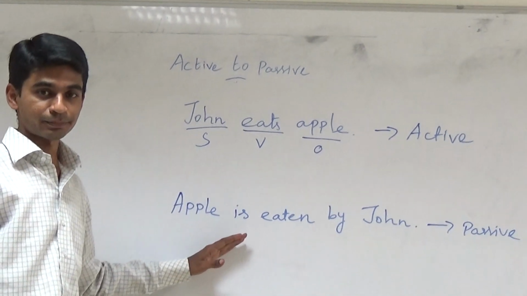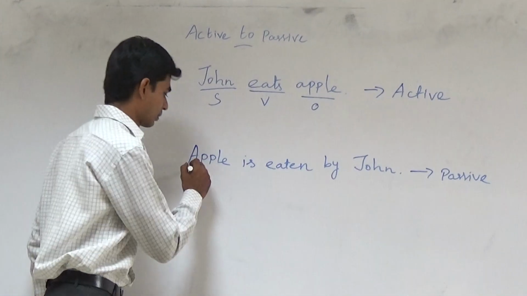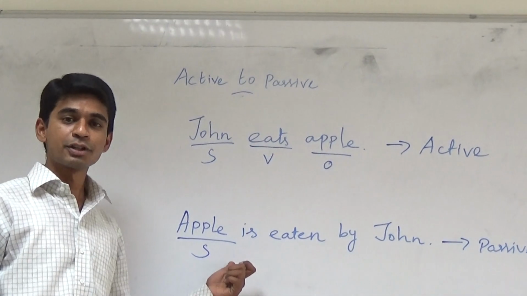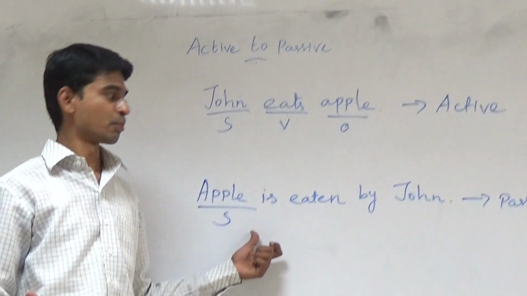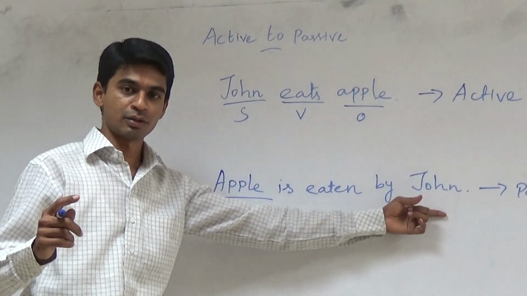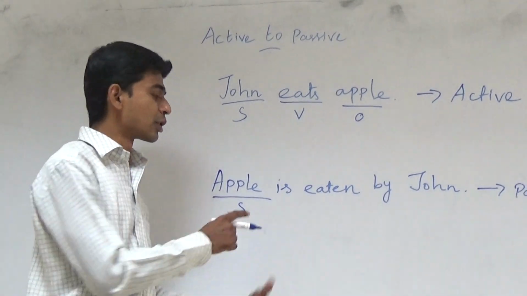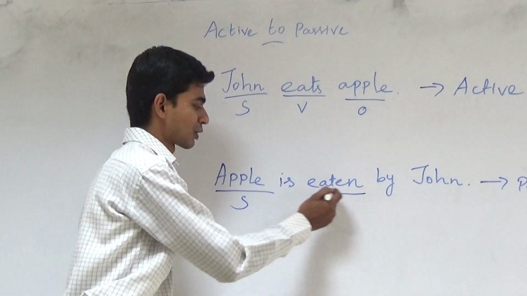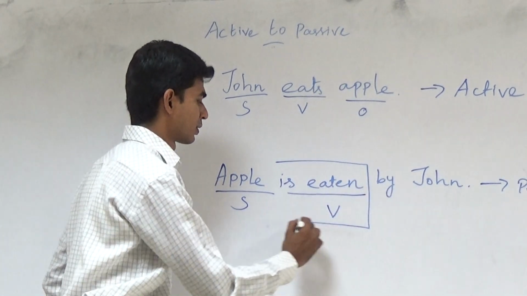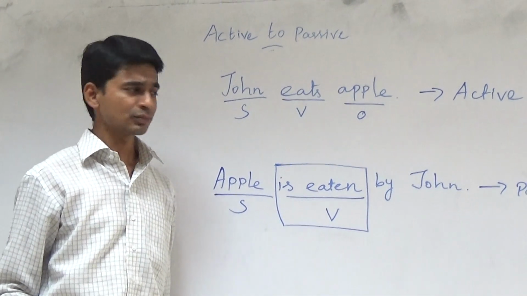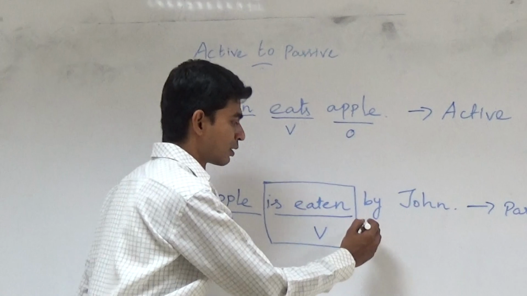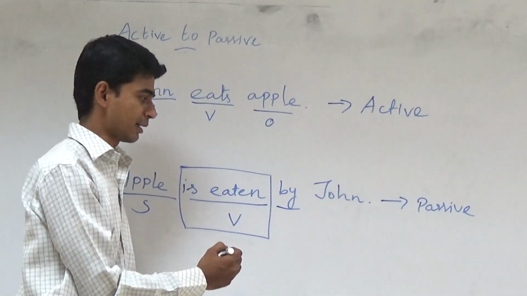And in this sentence, which is the subject? You're right. Apple is the subject. And does apple do any action? No. But an action is there, which is actually done by John. So the importance is not on apple, but on the action. So this becomes the verb, and the emphasis is on this part. And who does this action? John. And I'm going to use the word, a preposition, by here.